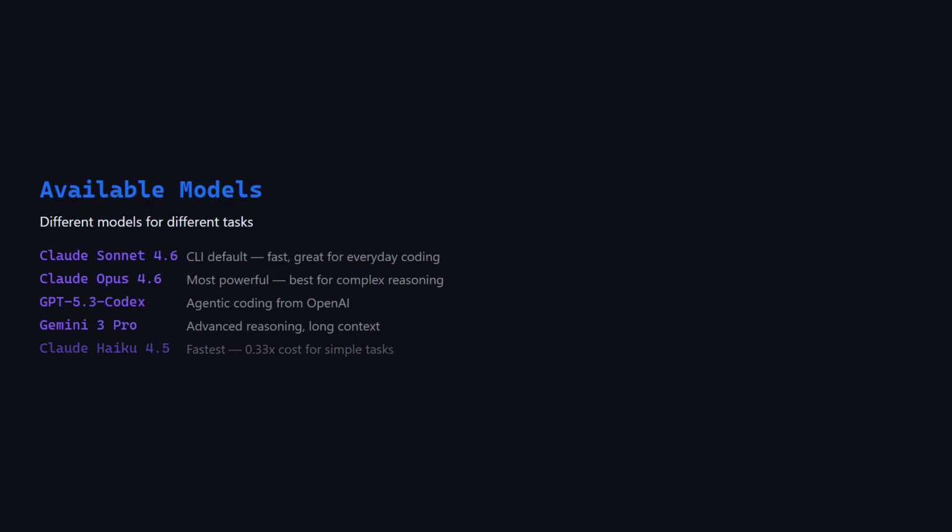Copilot gives you access to over 25 AI models. Claude Sonnet 4.6 is the default, fast and great for everyday coding. Claude Opus 4.6 is the most powerful for complex problems. GPT 5.3 Codex is optimized for agentic coding tasks. Gemini 3 Pro handles long context and advanced reasoning. And Claude Haiku is the fastest and cheapest for simple questions. You can switch between them mid-conversation with /model.